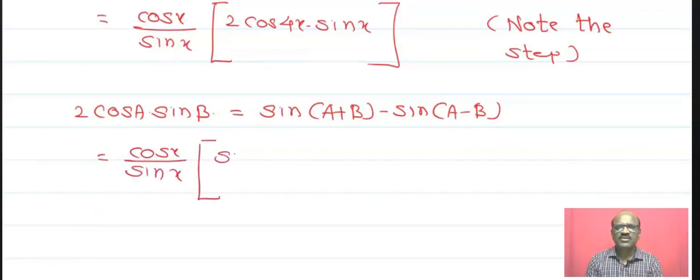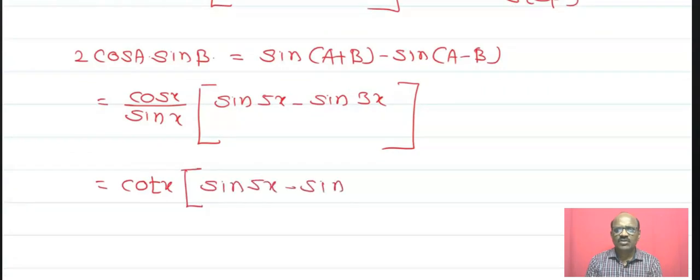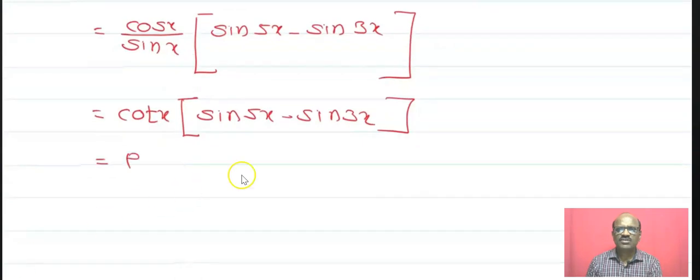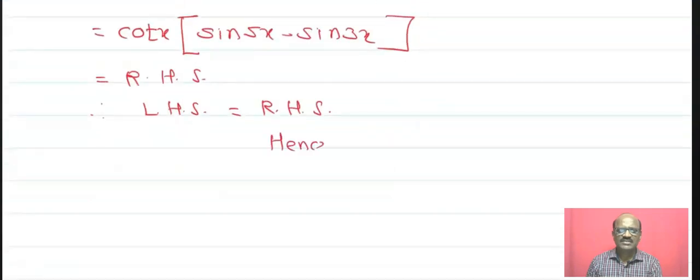Therefore that is cos x upon sin x, that is 2 times, sin of 5x minus sin of 3x, that is cot x. cos x upon sin x is cot x. Now this is the RHS, and hence LHS is equal to RHS, and hence the result. Now we'll see the next example. Example number 11.